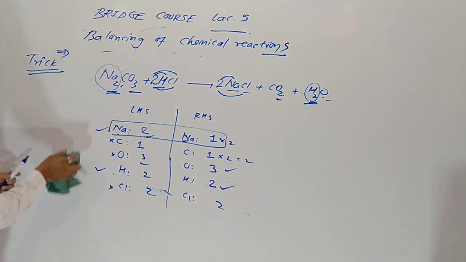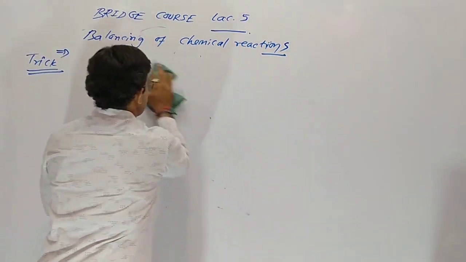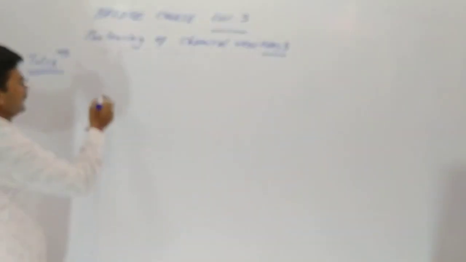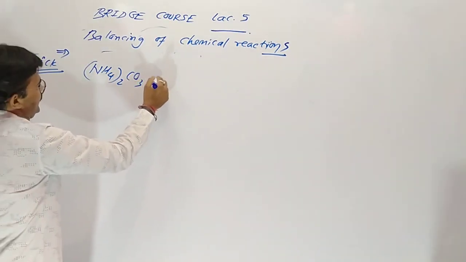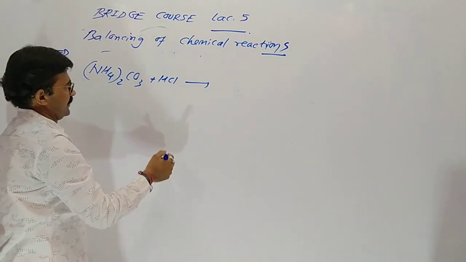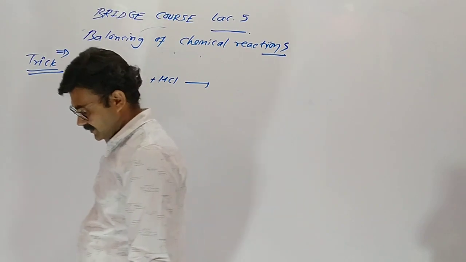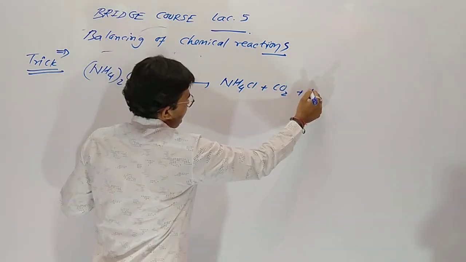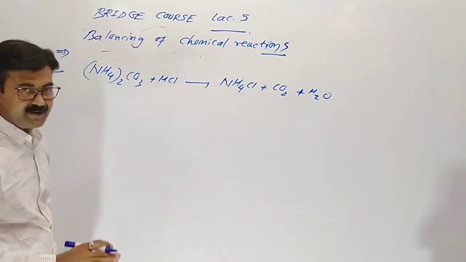Now next, ammonium carbonate. (NH4)2CO3 is reacting with HCl. Ammonium carbonate is reacting with HCl, gives ammonium chloride, carbon dioxide and water. I hope you are enjoying your lecture.